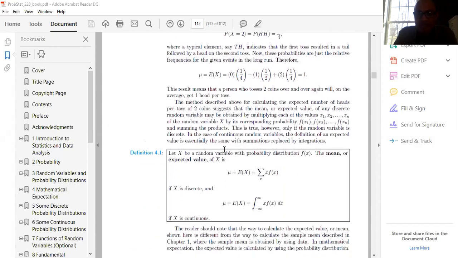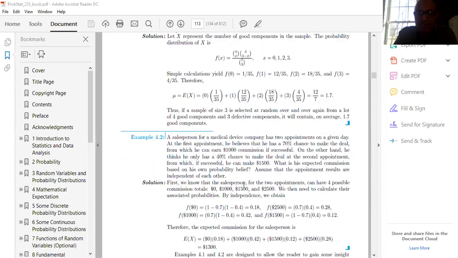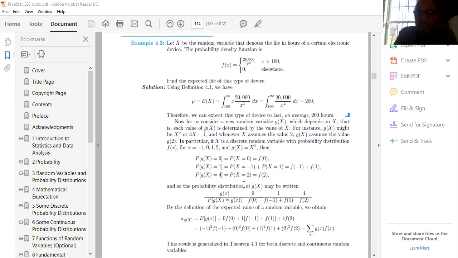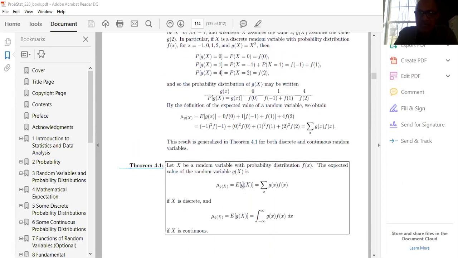And then after we went over all these things, this is the definition: nu is equal to E of x, summation of x f(x) for the discrete case, and the integral for the continuous case. Then we went over a few examples based on discrete and continuous cases. And then, suppose it is not x, but a function of x, so g of x, so E of g of x, that's the discrete case, and this is the continuous case.